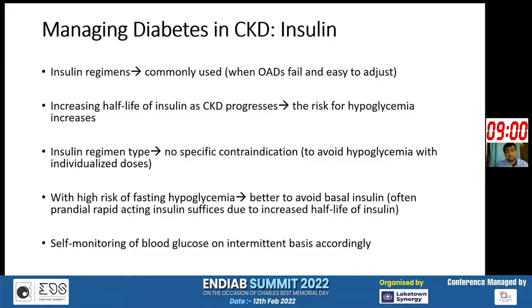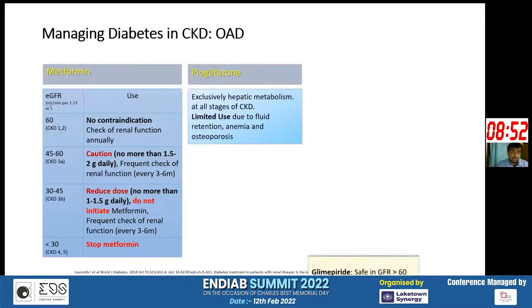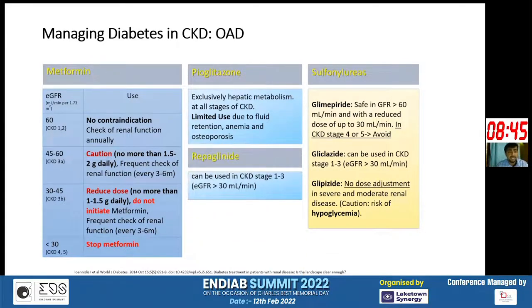And self-monitoring of blood glucose, as I have already told, should be done accordingly. So coming to the agents, we all know that for metformin, we have to reduce the dose if the eGFR is 30 to 45. And we can cautiously use it in the eGFR 45 to 60 group. However, we have to stop metformin if eGFR goes below 30.